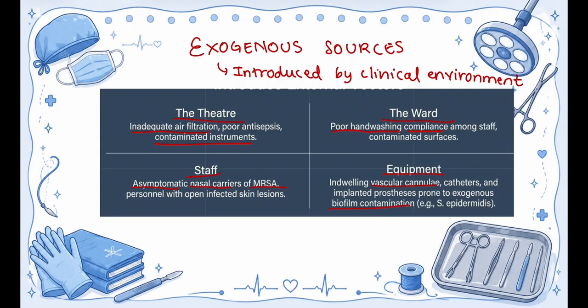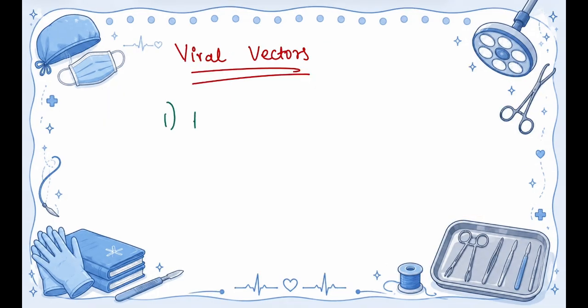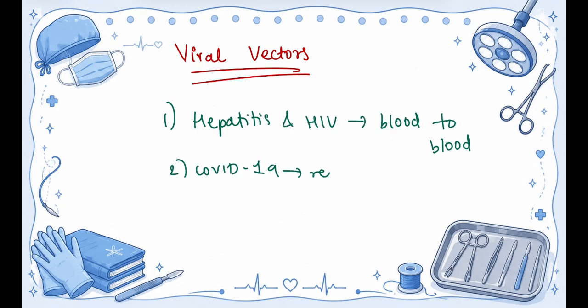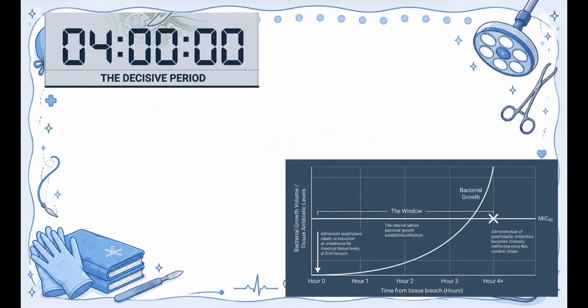We must also remain vigilant against viral vectors. Hepatitis and HIV transmit directly through blood-to-blood contact. Viruses like COVID-19 spread heavily through respiratory aerosols in the clinical space.